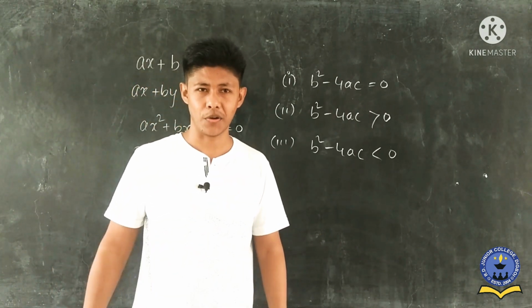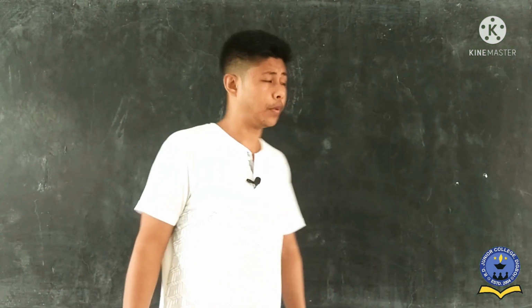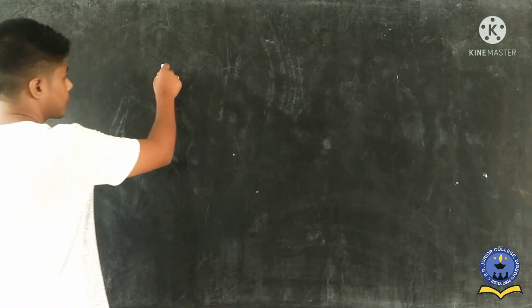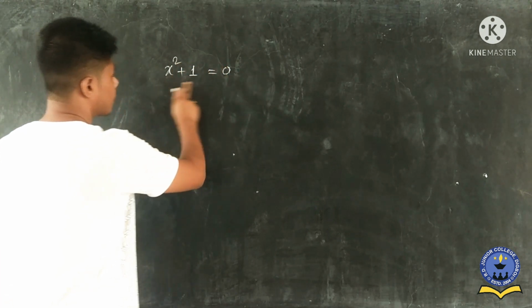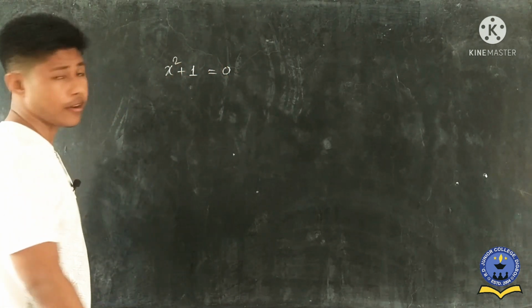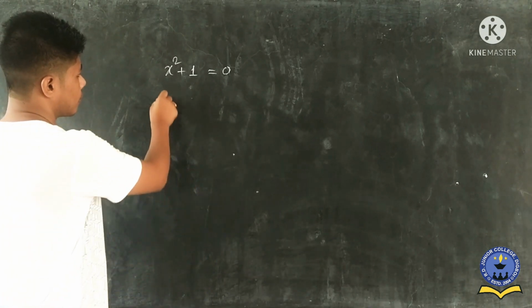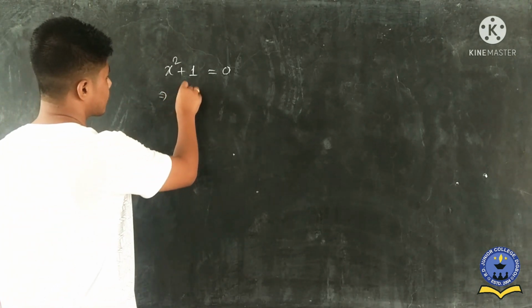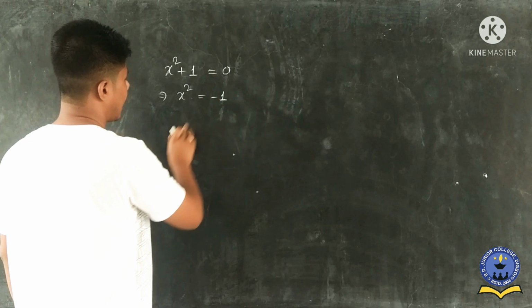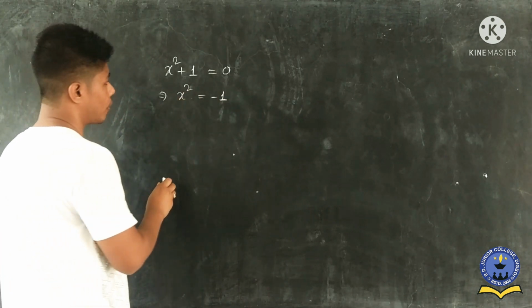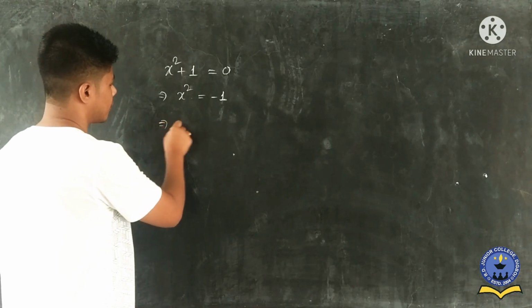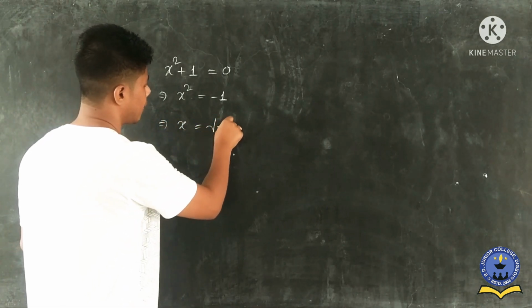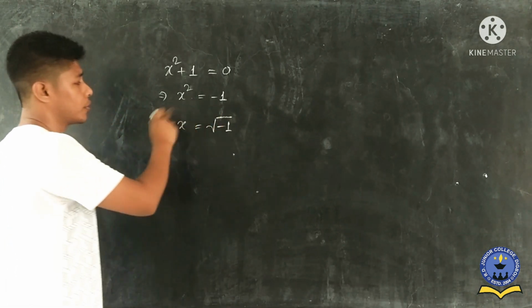Okay, now let's take an example: x² + 1 = 0. No doubt this is a quadratic equation in one variable. If we solve it, we get x² = −1. Taking the square root of a negative value, we get x = √−1, which is imaginary.